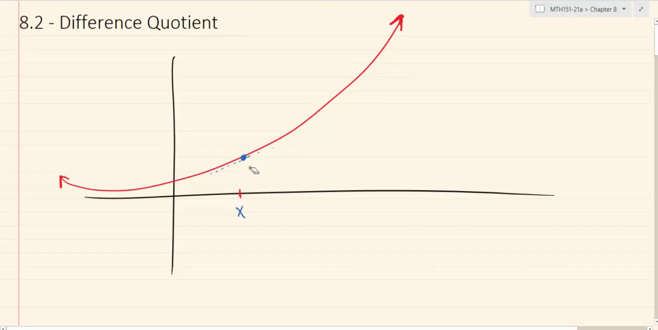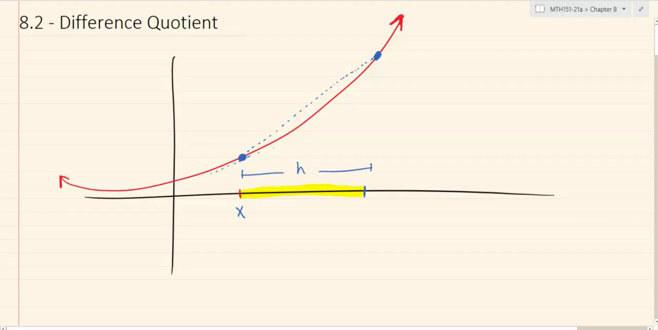We talked about how you needed 2 points to find slope, right? So let's pick another point. Let's pick a point out here. And let's draw it right there. And what we could do is, if we took these 2 points and calculated the slope between them, that would give us an approximation for the slope, right? It's not going to be exact, but it's probably pretty close. So if this point is x, let's label this distance something. Let's call this distance h.